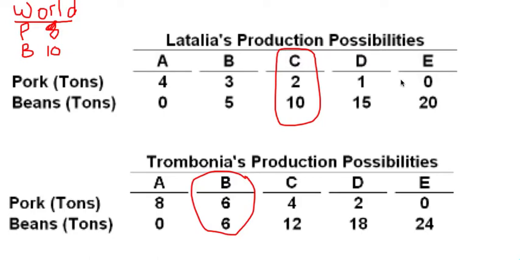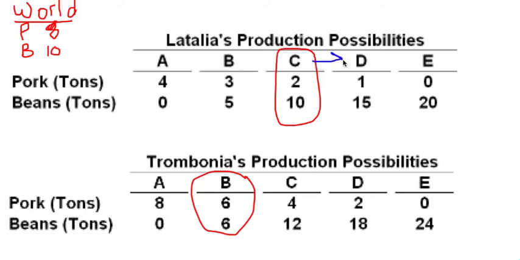So once we introduce trade and specialization, we need to figure out which country should produce pork and which one should produce beans. In other words, where do they specialize? So what you want to find is their opportunity cost. And one of the ways to do this, remember, opportunity cost is loss over gain. So if we're moving from A to B, or B to C, or C to D, or D to E, here it's moving along the right.